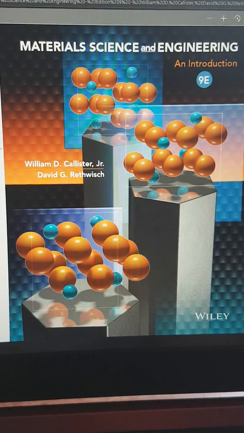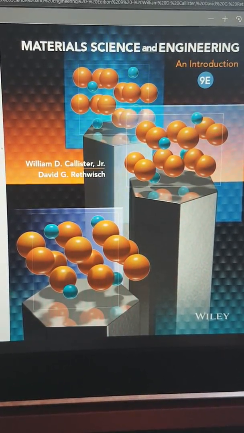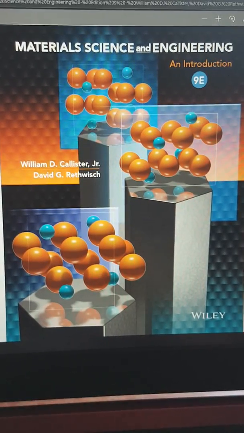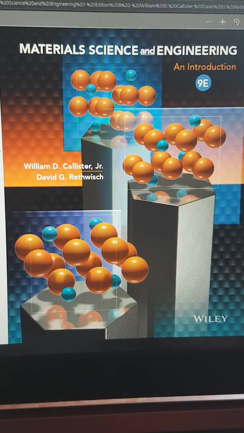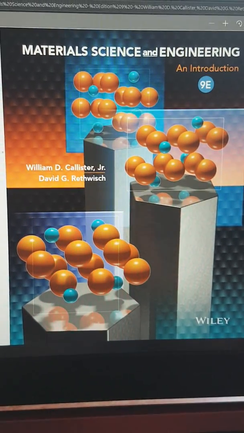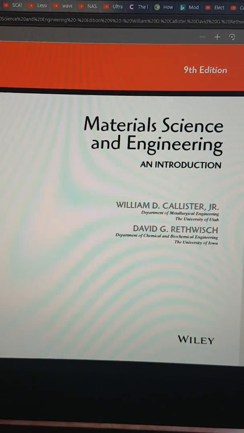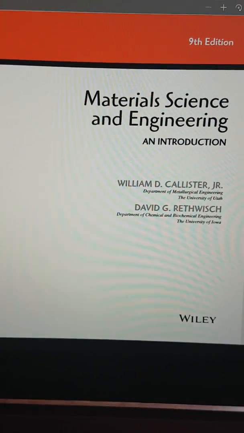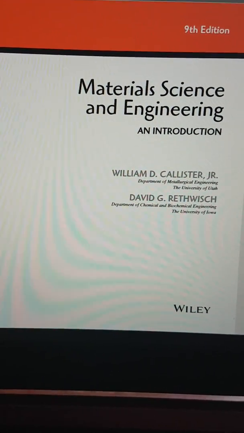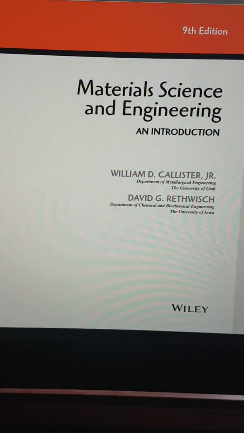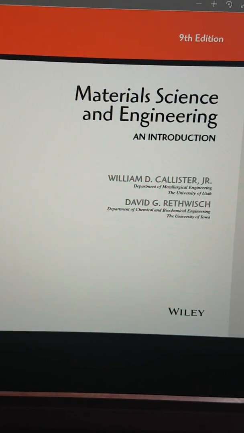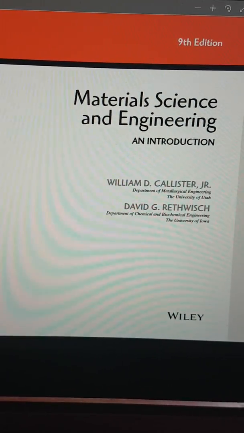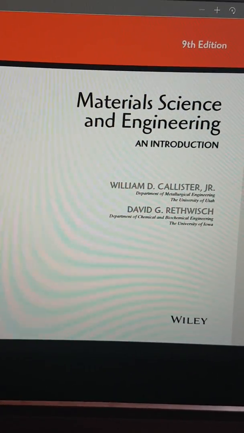I'm going to use this book by William D. Callister Jr. and David G. Rethwisch. This is the introduction of Material Science and Engineering, the 9th edition. Like I said, this is the 9th edition. This is Material Science and Engineering: An Introduction by William D. Callister Jr., Department of Metallurgical Engineering, the University of Utah in the United States, and David G. Rethwisch, Department of Chemical and Biochemical Engineering, University of Iowa.